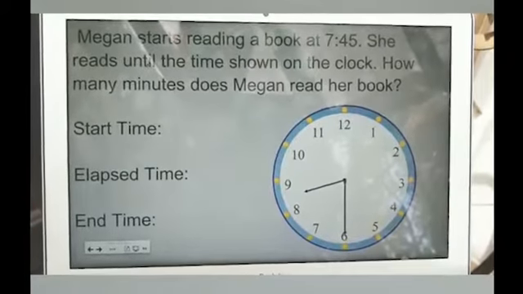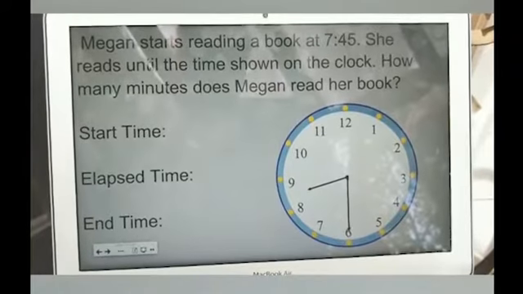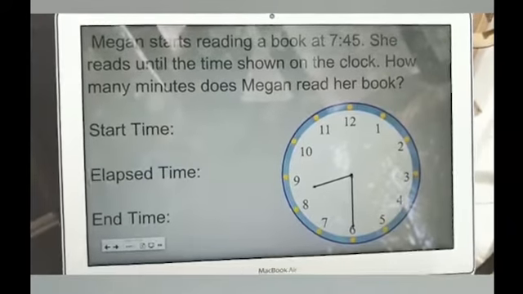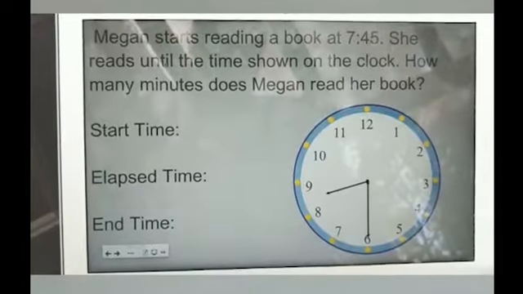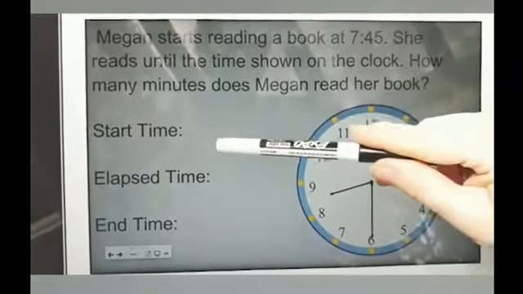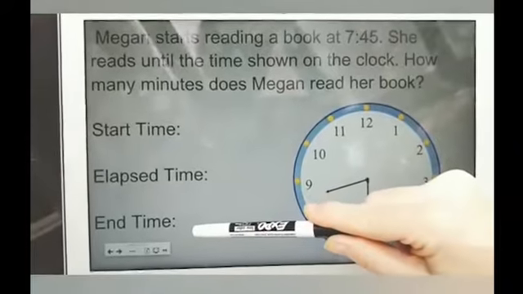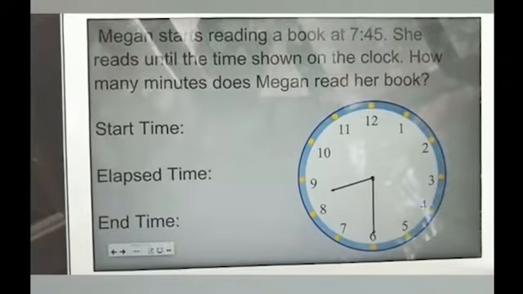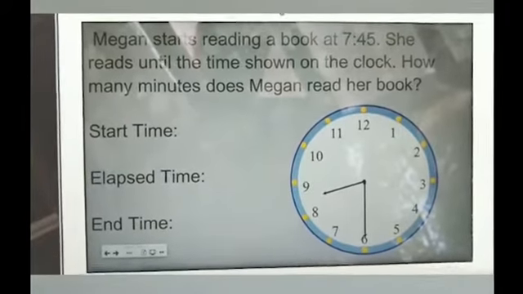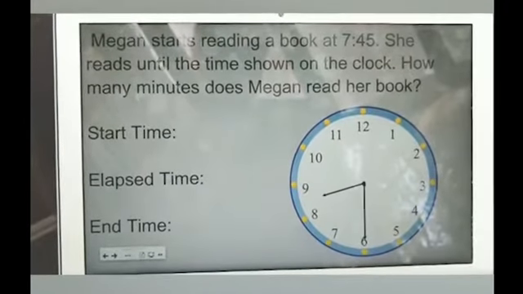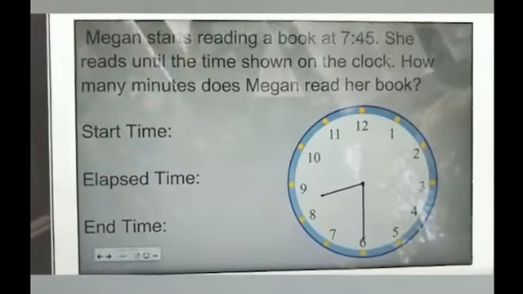Okay, when we're solving elapsed time, it's kind of like we're solving a mystery. Elapsed time has 3 pieces of information. You normally have a start time, an elapsed time, and an end time. And our word problem is going to give us 2 pieces of information, and we're going to be searching or trying to solve the 3rd piece of information.